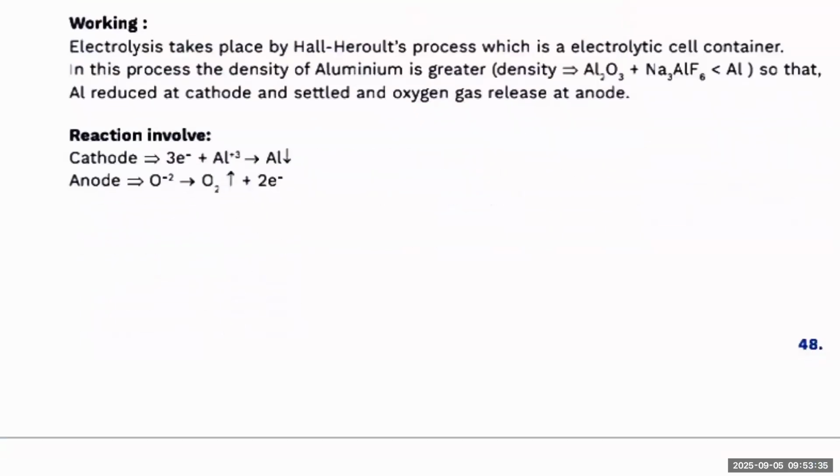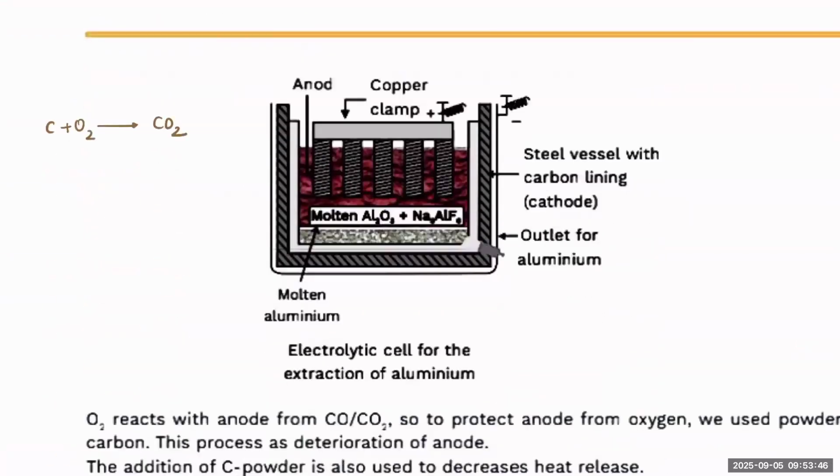How does it happen? Electrolysis takes place in an electrolytic cell. So you will have a particular cell here. You can see that the entire outer layer has a carbon lining here, which will act like a cathode. Outside there is steel, inside there is carbon lining.